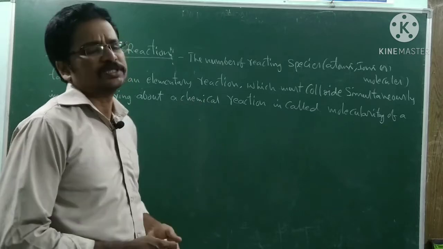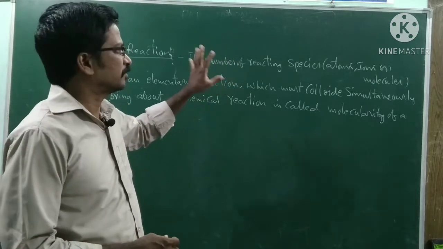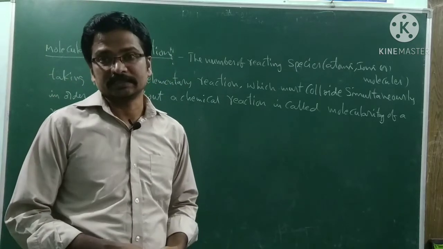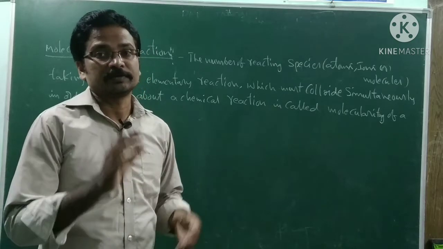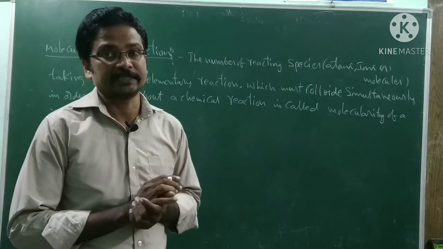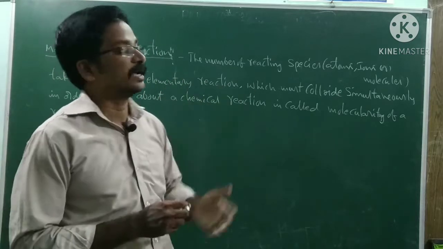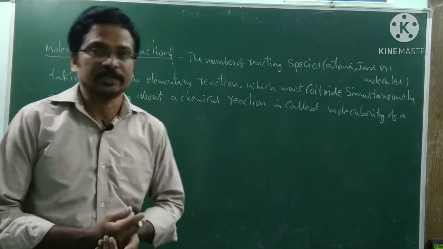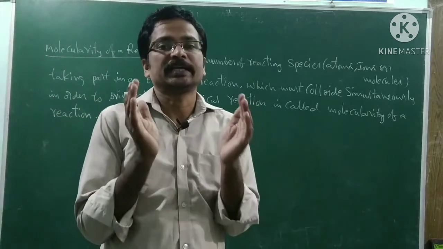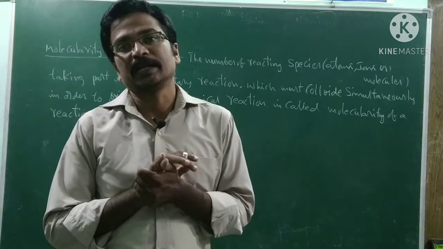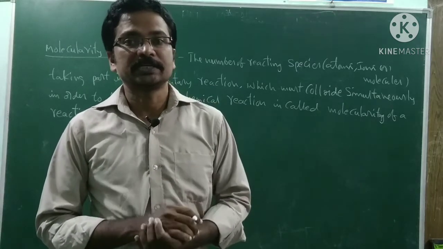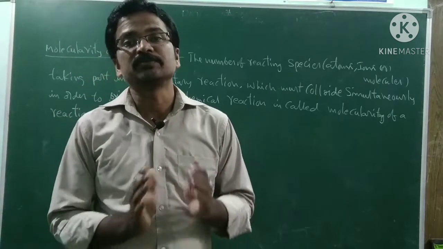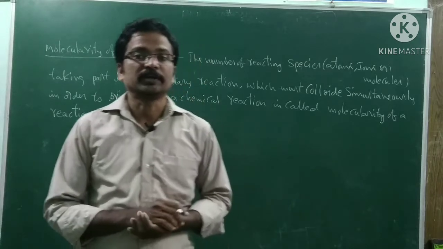Okay, what is the meaning of this? Number of reacting species taking part in an elementary reaction, which must collide simultaneously in order to bring about a chemical reaction, is known as the molecularity of a reaction. So, the number of molecules reacting in a chemical reaction in a single step. They must collide in a single step, and only single step reactions are considered. That is the main idea of the molecularity of a reaction.